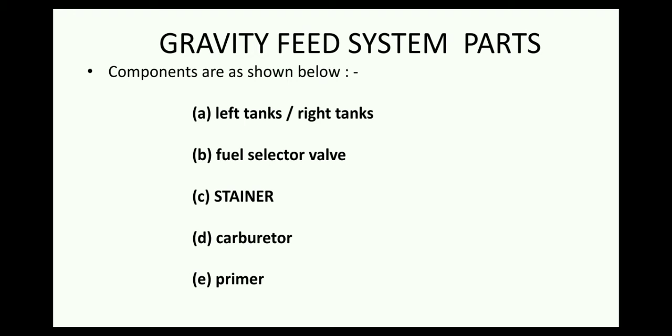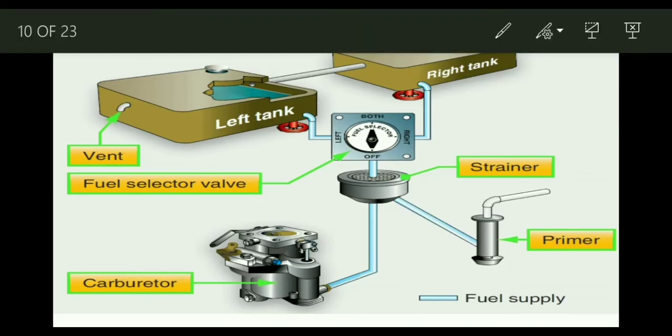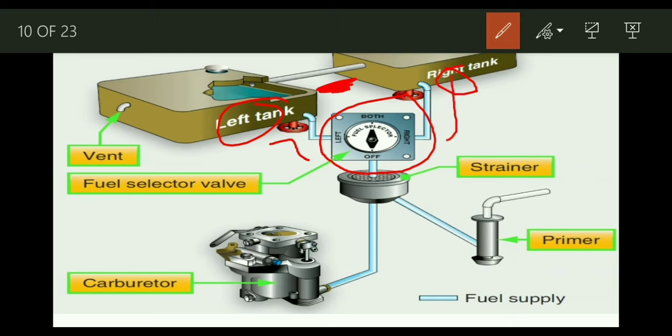First is the left tank, right tank, fuel selector valve, strainer, carburetor, and primer. You can see that this is the left tank and this is the right tank, and a vent is provided between the two wings for maintaining the pressure between them. This is the fuel selector valve. The fuel comes from the left side and right side, and we can select the left tank or right tank or both.